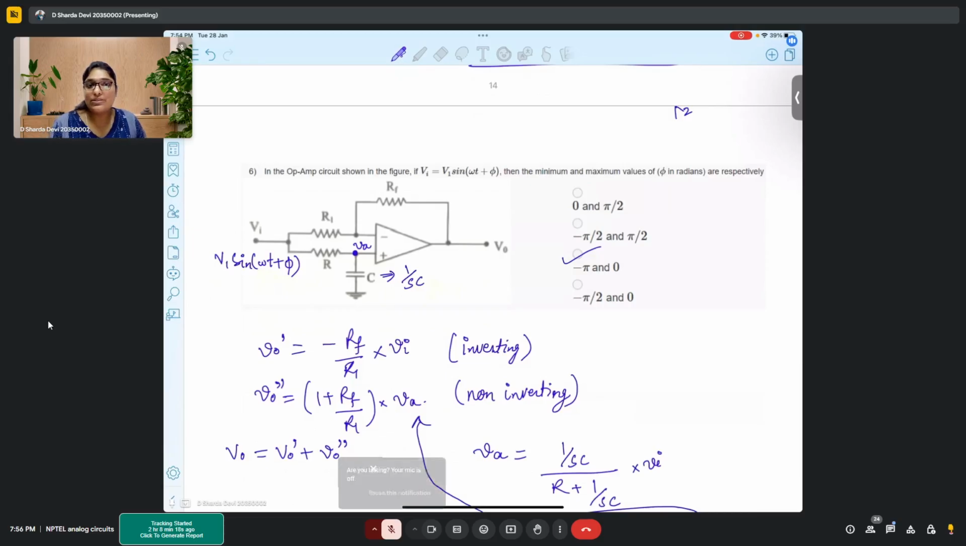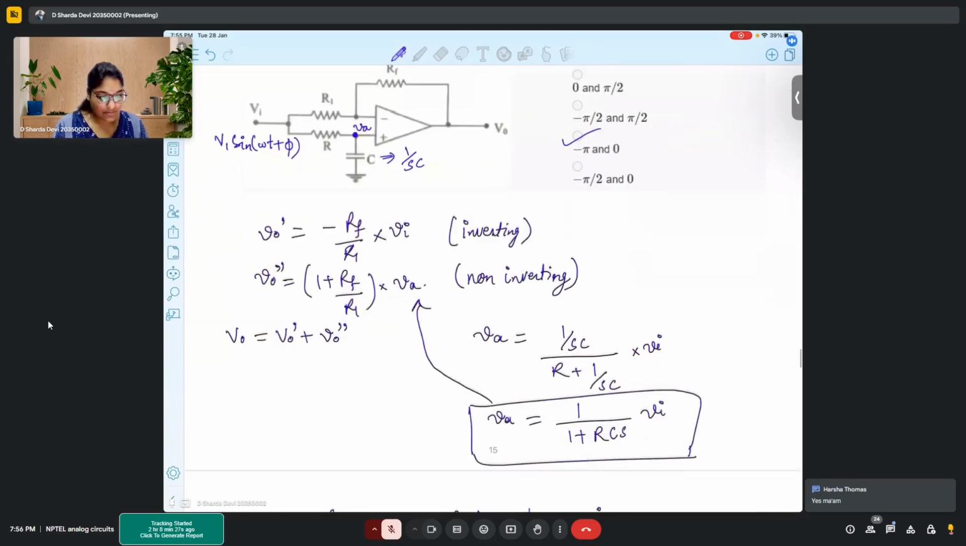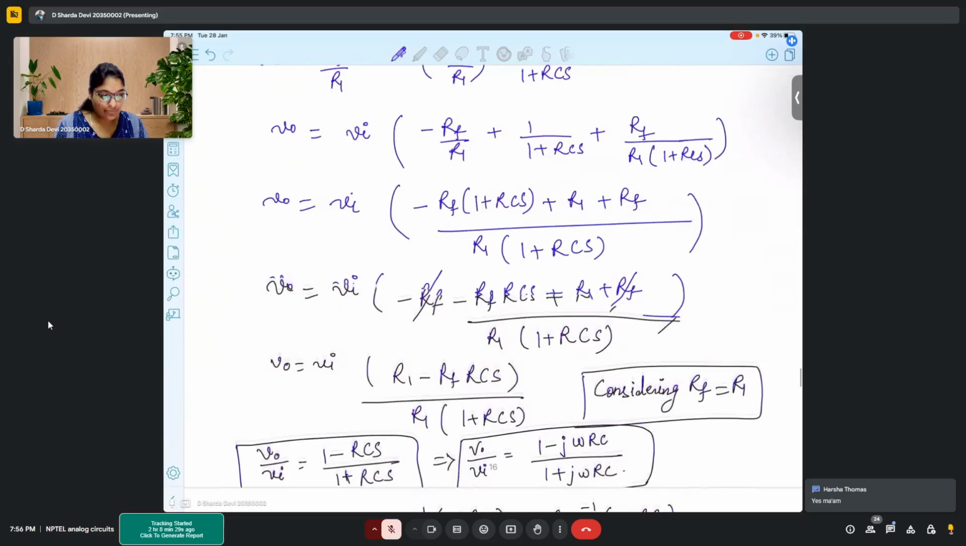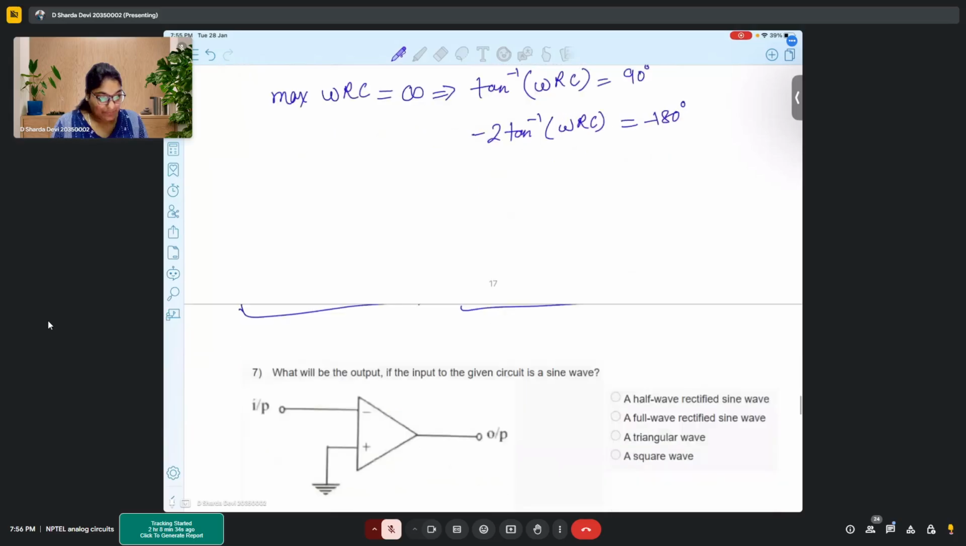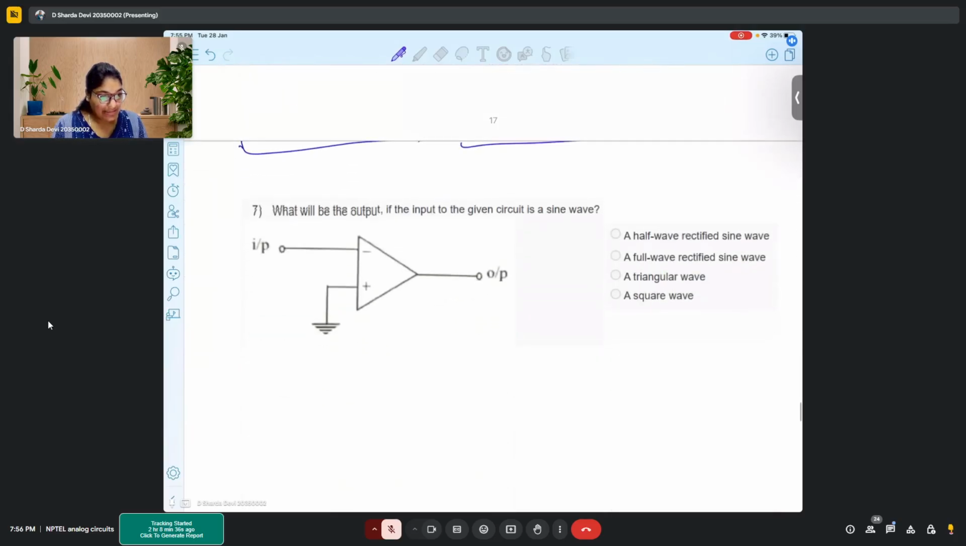Is this clear how we solved this problem? Okay, so you can go through this once again, just in case. Yeah, so moving on to the next problem.